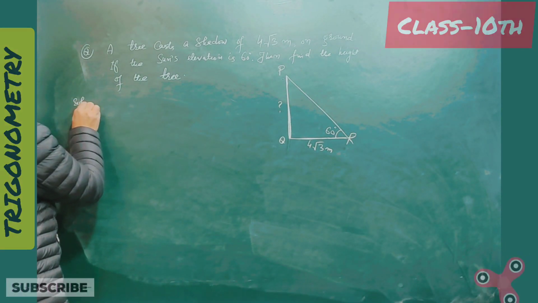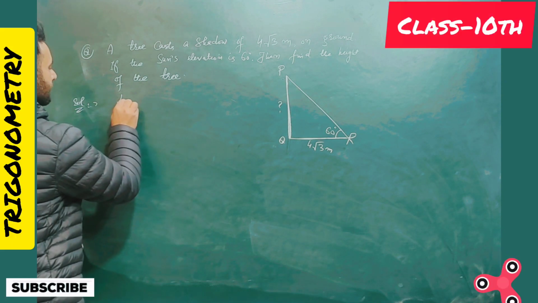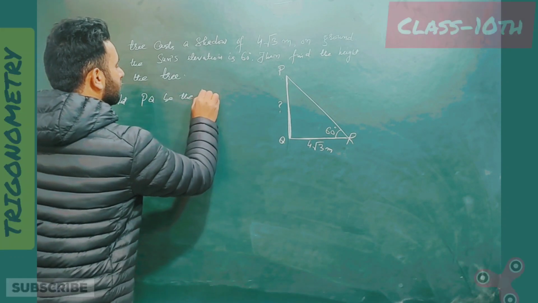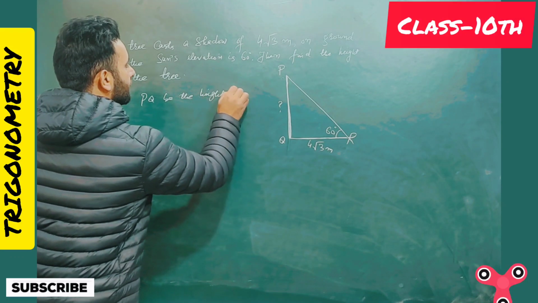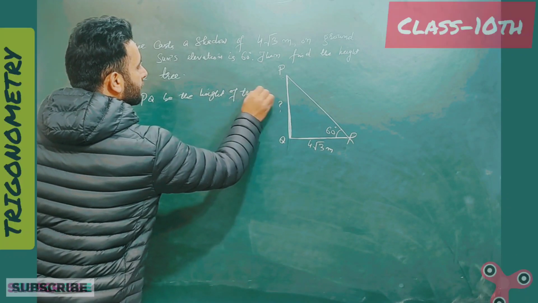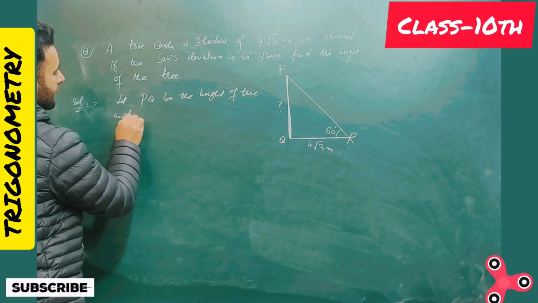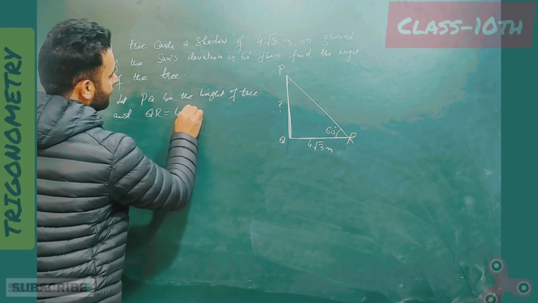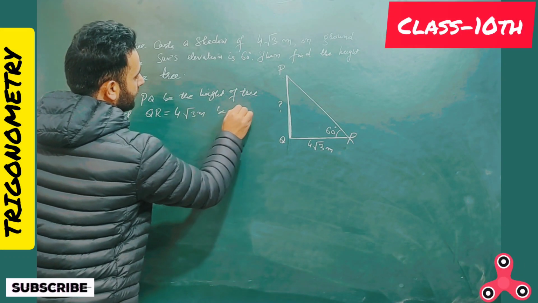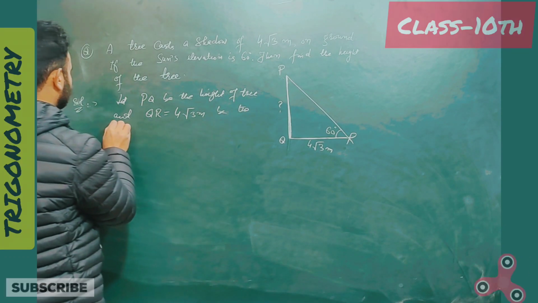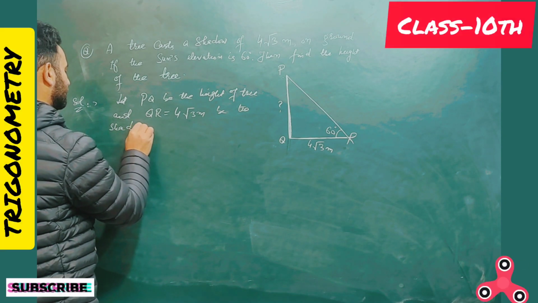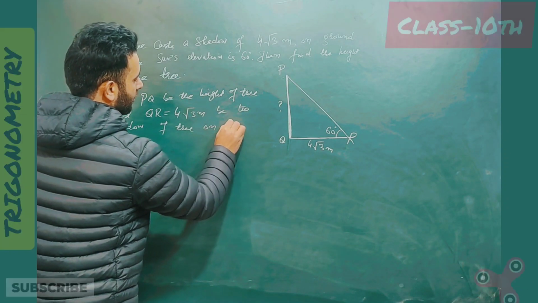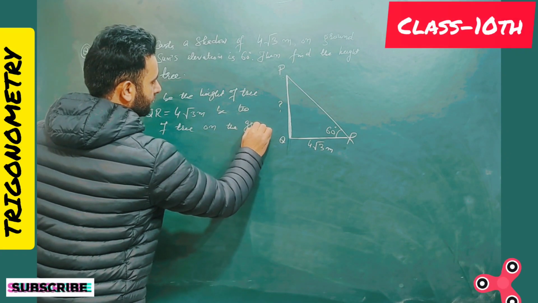So let PQ be the height of tree and QR, it is equal to 4√3 meter, be the shadow of tree on the ground.